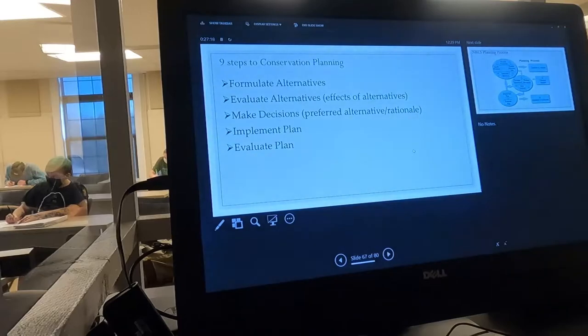The boss will make the decision. You will get your shovel and head off to implement the plan with your tractor and your mulch. And then eventually they'll evaluate that plan and determine whether or not they need to revisit the issue and come up with a different plan, which sometimes has to happen.